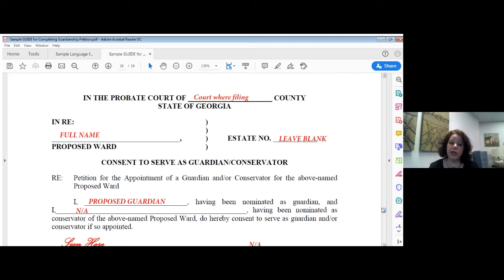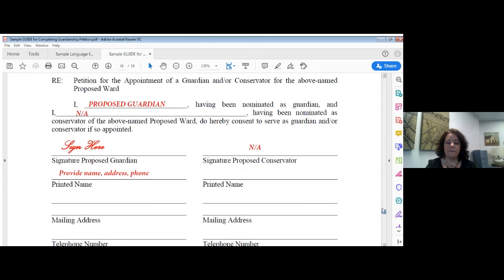So then part of your petition as well that you should go ahead and send into the court when you file is the consent to serve, saying that, okay, yes, judge, if you find that I'm the appropriate person to serve, I agree to do that, which of course you do. You wouldn't be asking in the first place, but still, this is kind of your acceptance of the nomination to serve. And so again, you just kind of fill in those particulars and then sign. If you are going to have a conservator, the conservator would sign as well. Otherwise, you can just put NA.